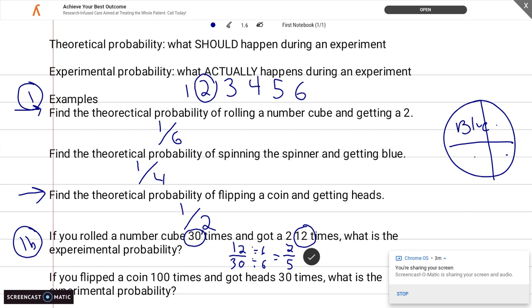As you can see, the probabilities from 1 and 1b are completely different because with the experiment, you never know what's really going to happen when you do it. If you wanted your experimental data and your theoretical to be really similar or even the same, the more times you do an experiment, the closer and closer it will get.